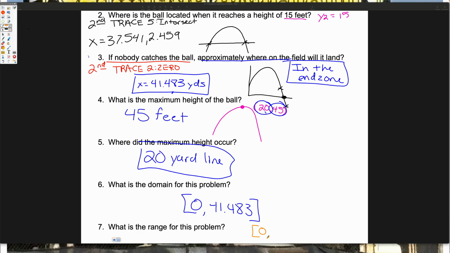And then what was my maximum height? Not 20. Maximum height of the ball, the 45. So we're really just using these answers before to answer our questions for domain and range.